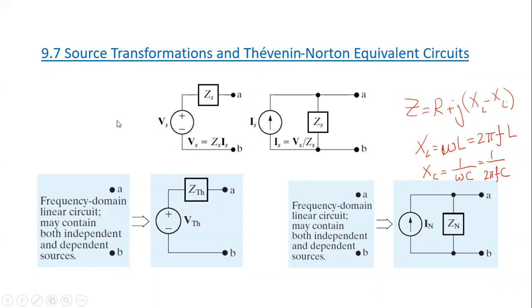So this is how to convert from a voltage source and impedance in series to current source with an impedance in parallel, or vice versa. Any questions about source transformation, please? Is it clear, please? Yes, Professor. Okay.